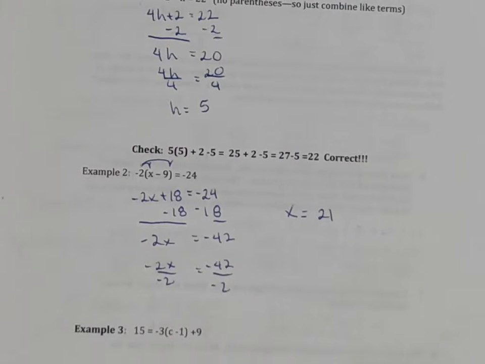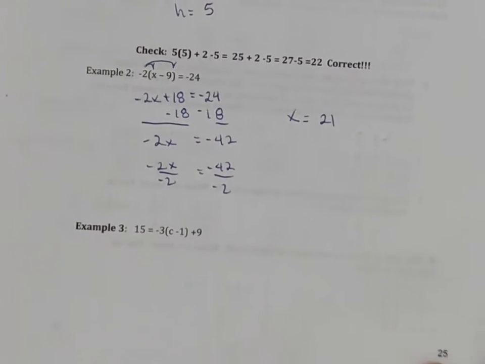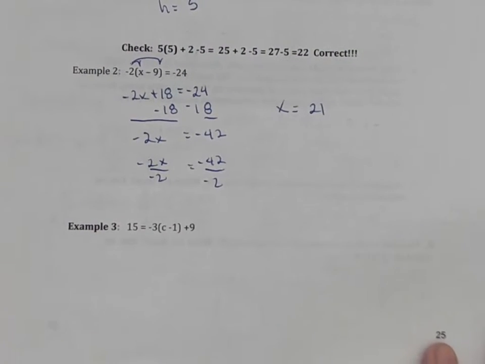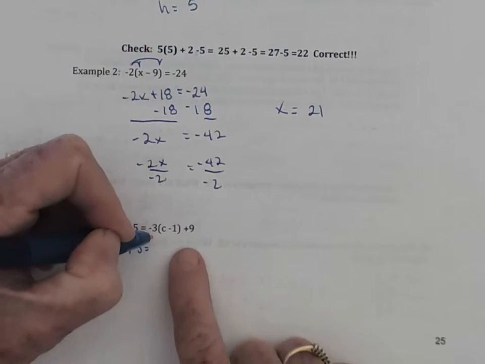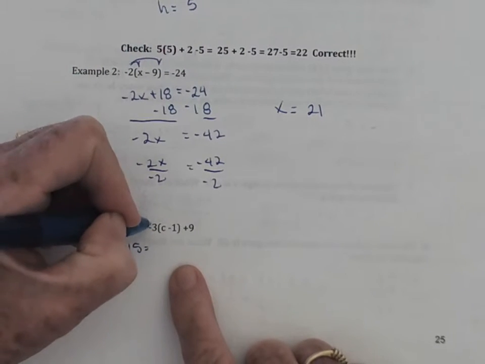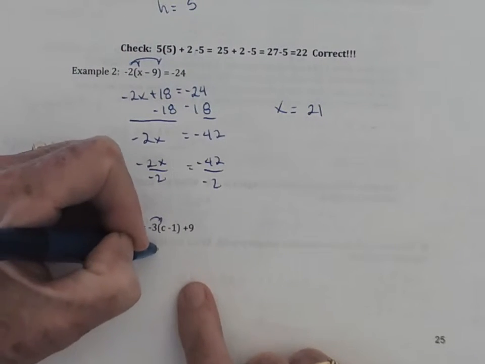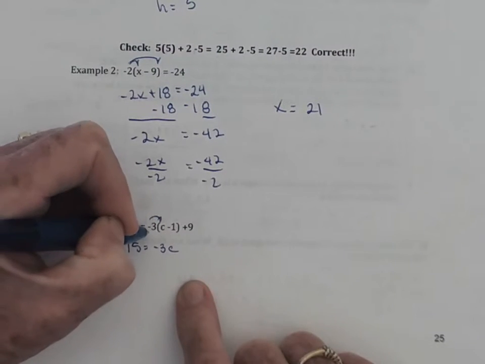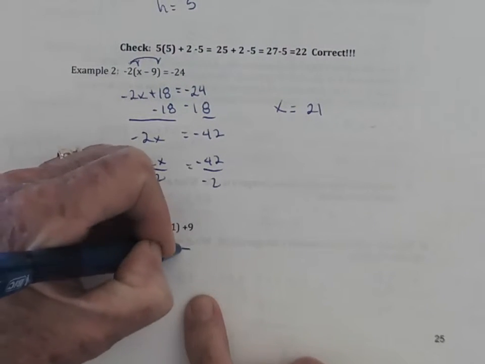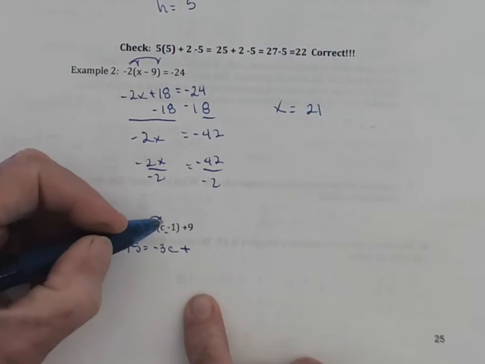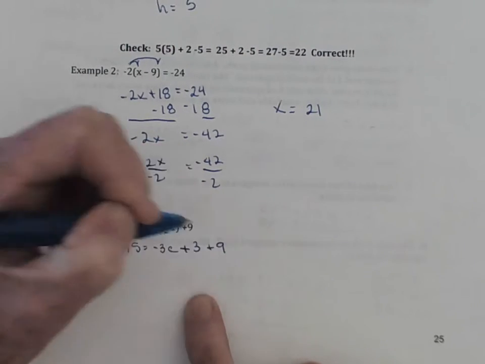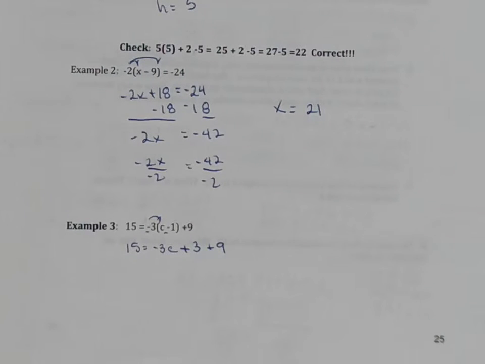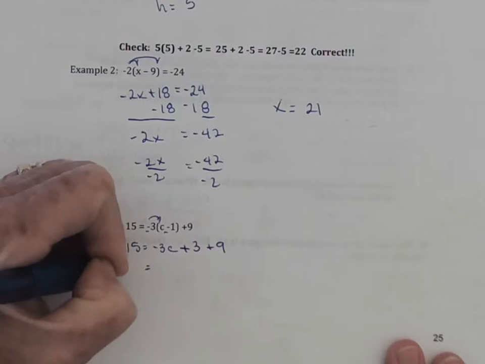And the last example, example number 3, right here. This time we have 15 equals, we got to get rid of these parentheses, so we have -3c. Again, we have a negative and a negative, so we know that's going to turn into addition. -3 times -1 is a +3 plus 9. But we still don't have a two-step equation. We can combine 3 plus 9. So we're going to combine those.